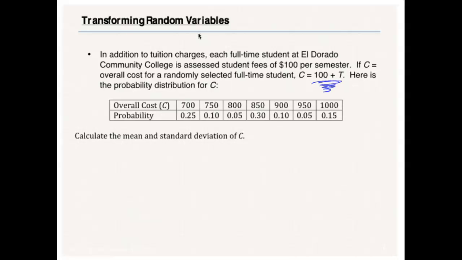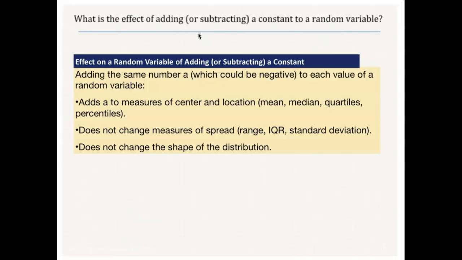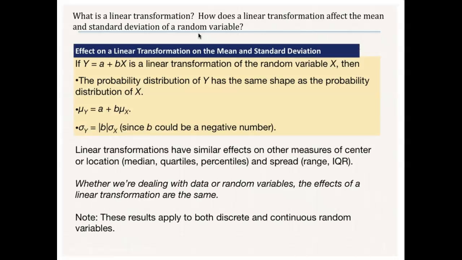So we added the student fees, which was just an addition of $100 to every value of tuition. And we found that the mean and standard deviation were affected by addition or subtraction: it affects measures of center, but it does not change measures of spread. We just saw that in the warm-up as well. All right, and then here was kind of our summary. We called that a linear transformation when there's a transformation that involves addition and/or multiplication.